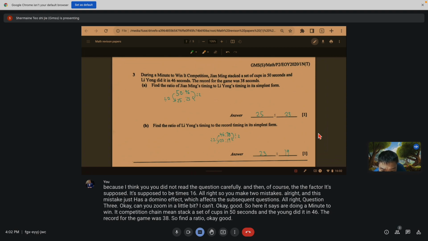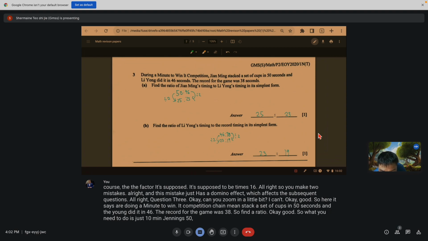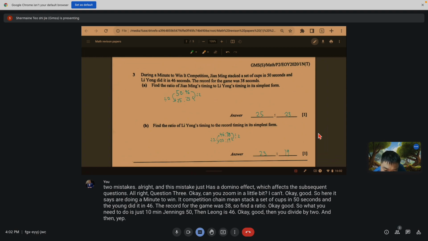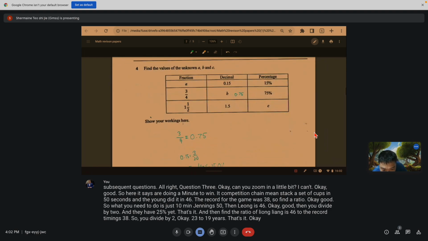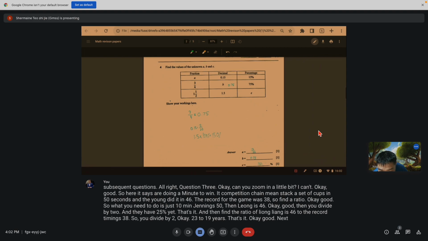So what you need to do is, Jianming is 50, then Li Yong is 46. Okay, good. Then you divide by 2. And then, yeah, 25 to 23. Yeah, that's it. And then find the ratio of Li Yong. Li Yong is 46 to the record timing is 38. So you divide by 2. Okay, 23 to 19. Yes, that's it. Okay, good. Next, question 4.